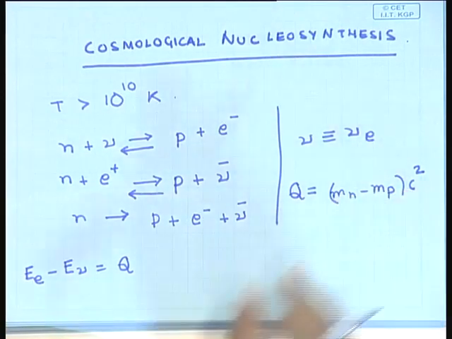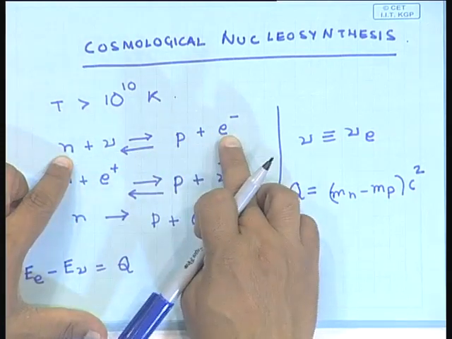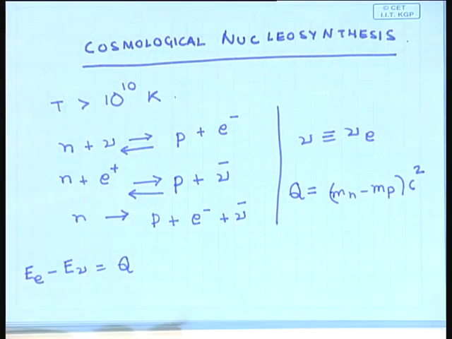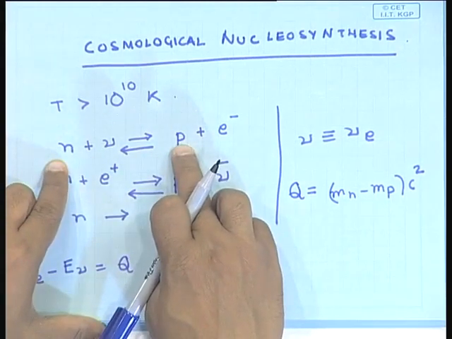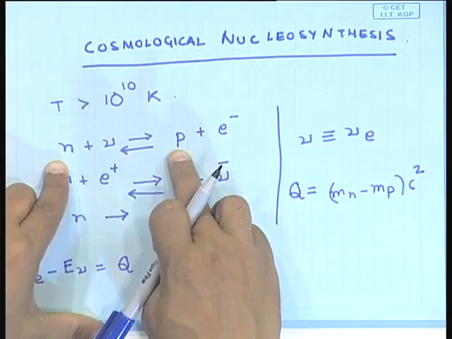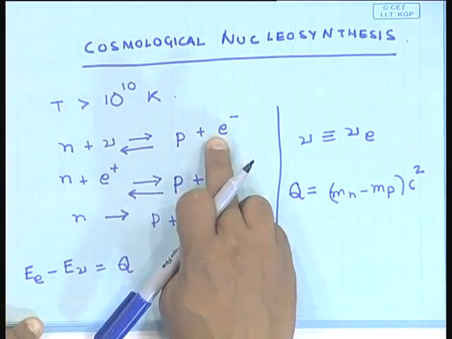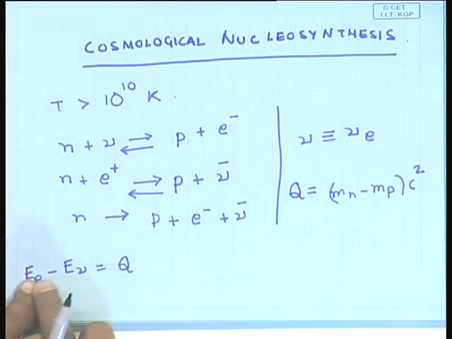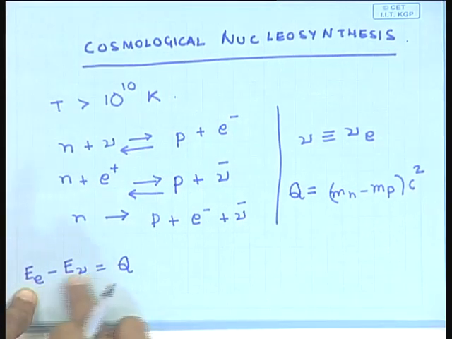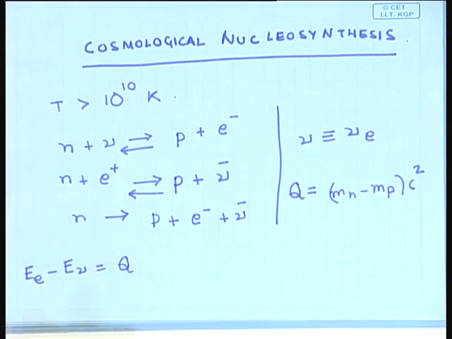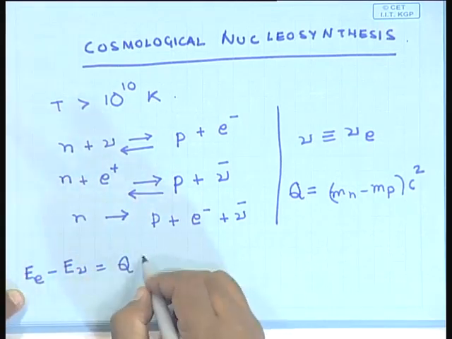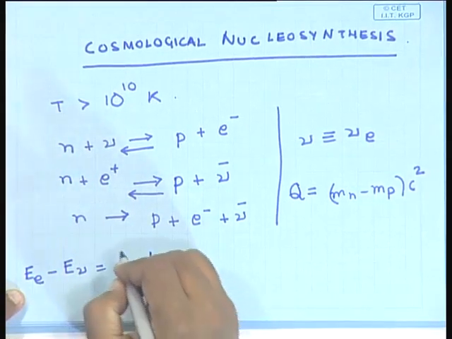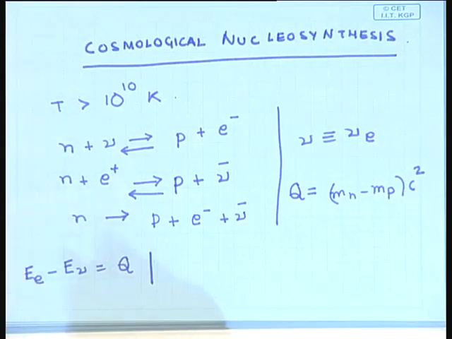So this mass difference goes into the energies of the particles that are emitted. Okay. So since the neutron gives rise to a proton over here, the energy has gone down. Energy of the proton is lower, so the difference in energy has to be in the difference in the kinetic energies of these particles. This is for the first reaction. For the second reaction, similarly, and for the third reaction, you can write down.